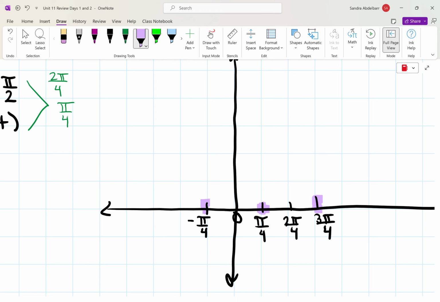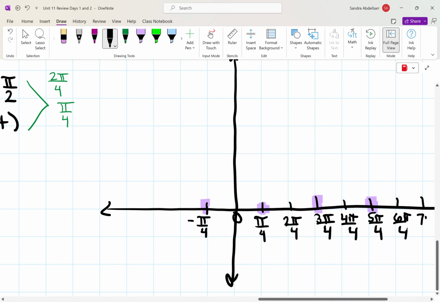So now we still only have 3. Keep going. Does 4 pi over 4 count for us? No. What about 5 pi over 4? Does that count? Yes. So 1, 2, 3, 4. We need 1 more. So does 6 pi over 4 count? No. Does 7 pi over 4 count? Yes. So there is my 5th quarter period. Yes, Nico. It doesn't count.